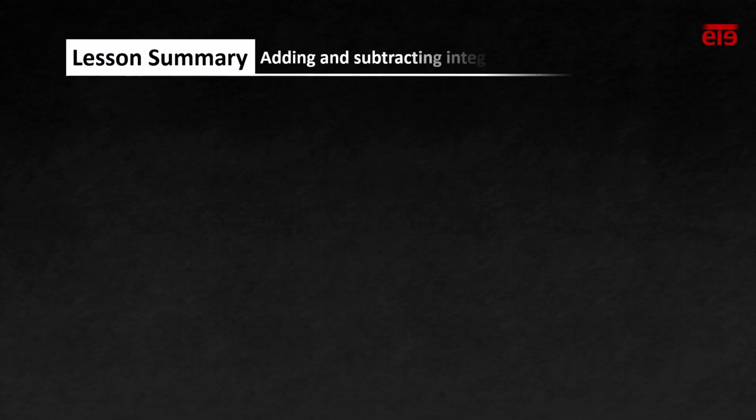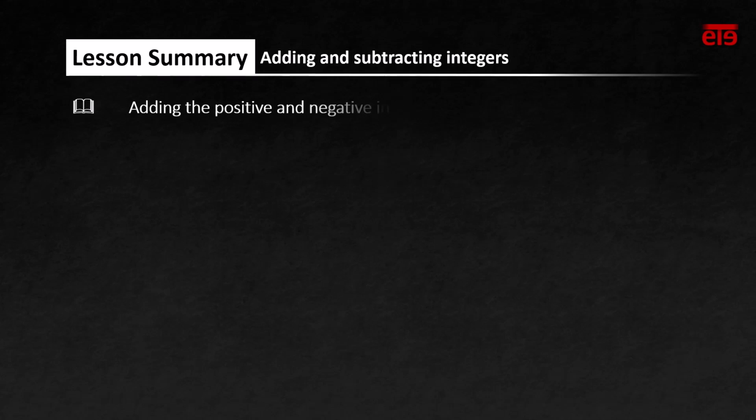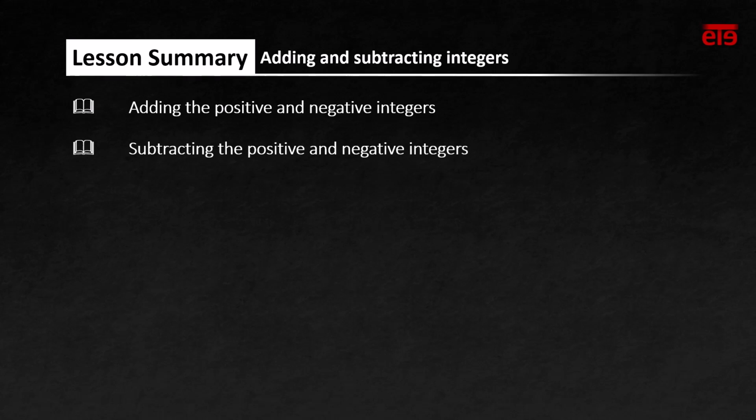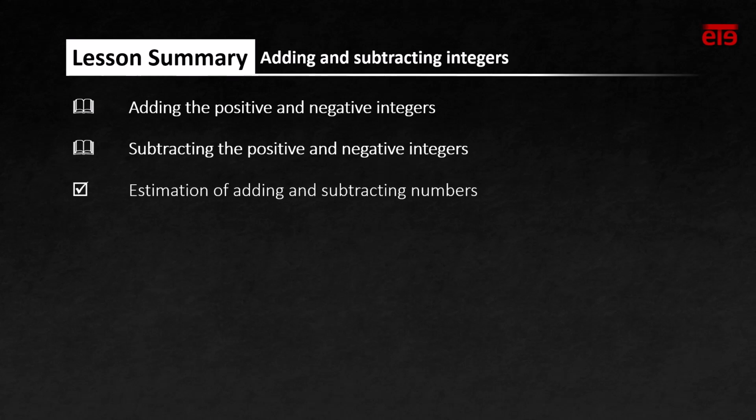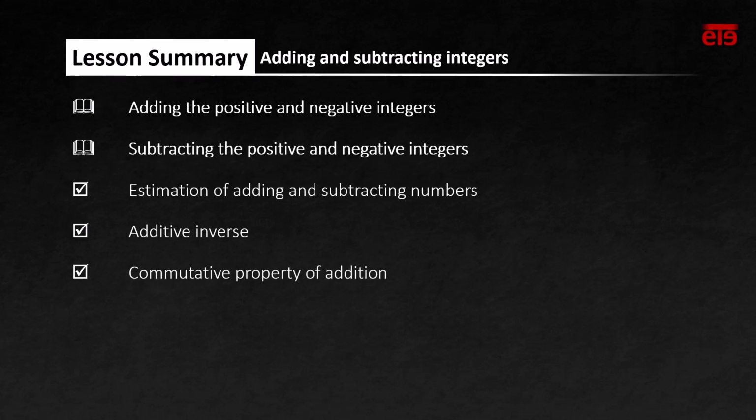This is the end of the lecture for adding and subtracting integers. At the end of the lesson, you should be able to add positive and negative integers as well as subtract positive and negative integers. Moreover, this video covered how to estimate when we add and subtract numbers. You should be able to record additive inverse and commutative property of addition.